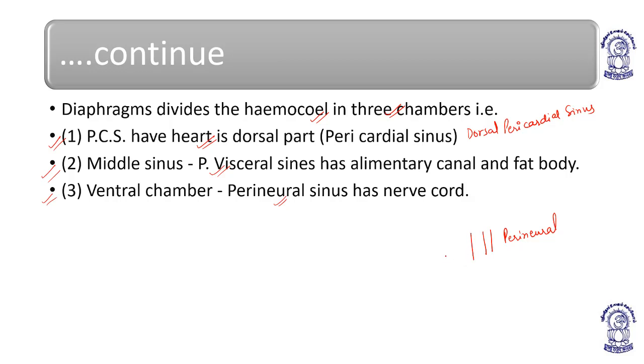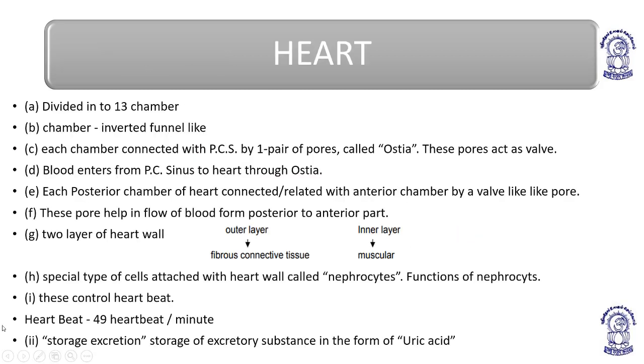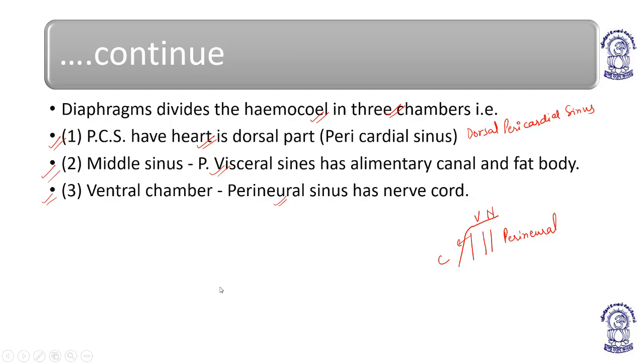Okay, understood? So pericardial, perivisceral, perineural: cardial, visceral, neural. So CVN. Okay, cardial, visceral, neural. So all these sinuses are present.